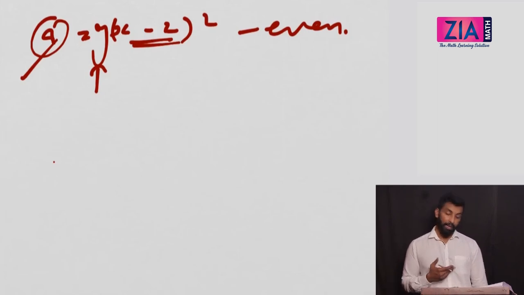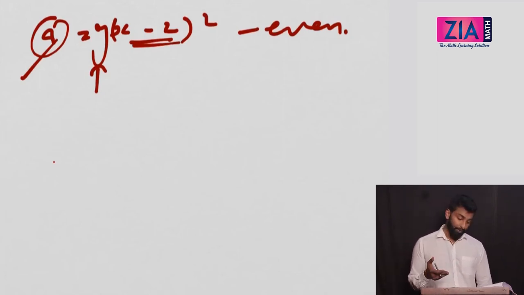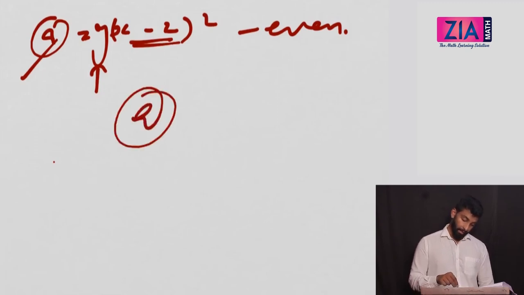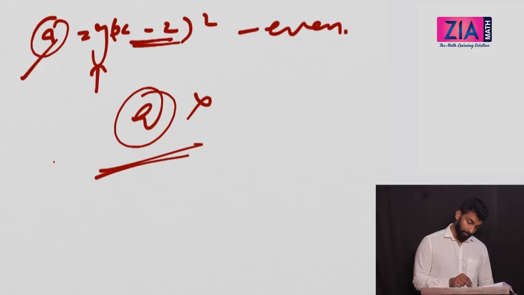D is z into (x minus y) all square. z is even, x minus y is odd minus odd, which is even, and if you take the square you will get even. So even into even, you will get even. So B, C, D are correct. A is not correct. You will pick A as your correct answer.